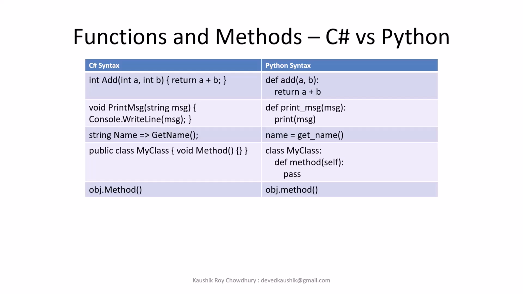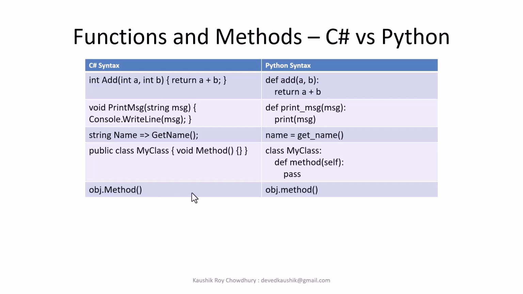If you are used to void in C#, just remember that a Python function without a return simply returns None. Here it returns a plus b, but if there is no return statement, it doesn't return anything. So there is no void, unlike in C#.